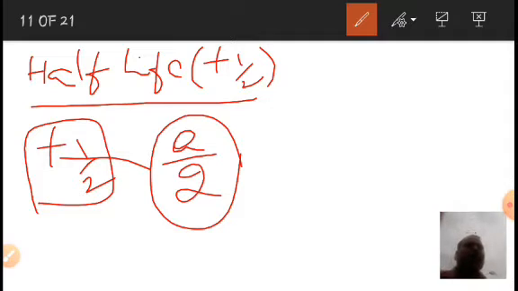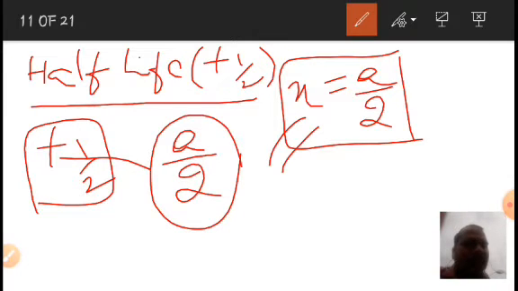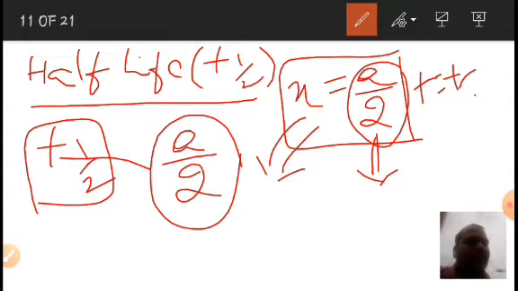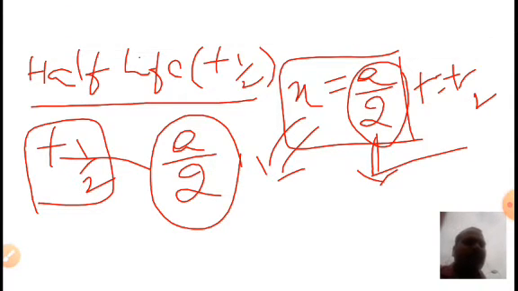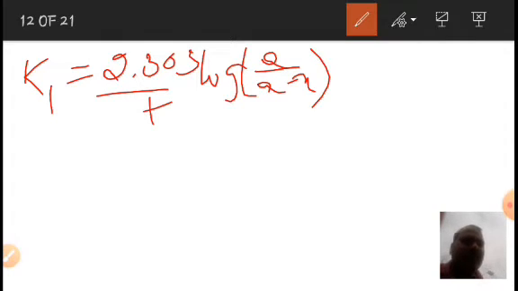So here, to derive the equation for half-life of a first order reaction, x is equal to A by 2. By the very definition, the reactant's concentration should become half of its initial concentration. So here t is equal to t half. Putting these values in the first order rate constant equation, k1 is equal to 2.303 by t log A by A minus x, right?